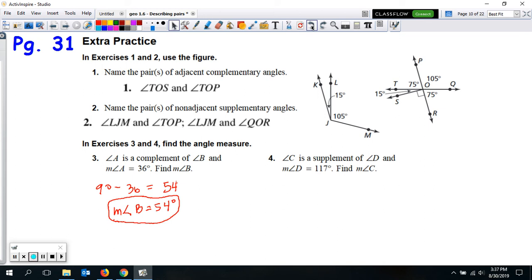Supplement means they add up to 180. So we're going to subtract 180 minus 117, and so that's going to give us a 63-degree angle for the measure of angle C. So we'll write it down like that. Measure of angle C is a 63-degree angle. Now, sometimes my angles look kind of like inequality symbols, but it's supposed to be an angle there. All right, moving on to our next part.